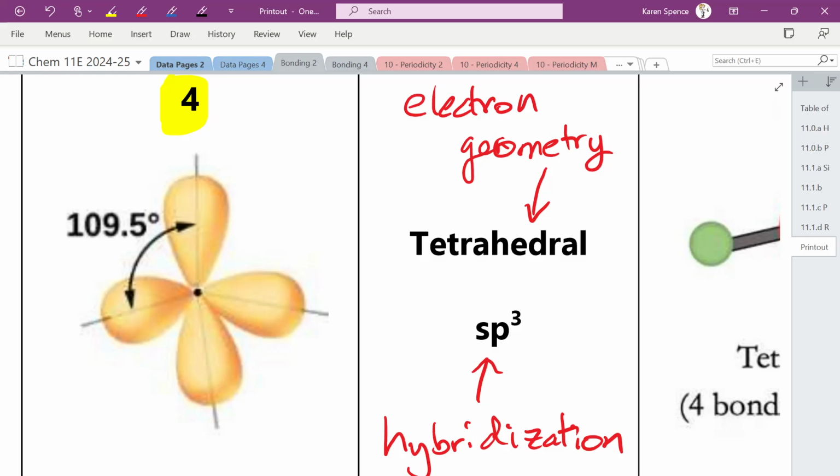Okay? So when we look at molecular geometry, we say if we ignore the lone pairs, what shape do we get? And that shape for this one is bent.